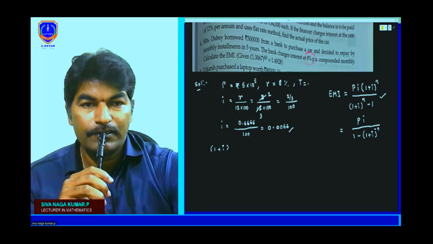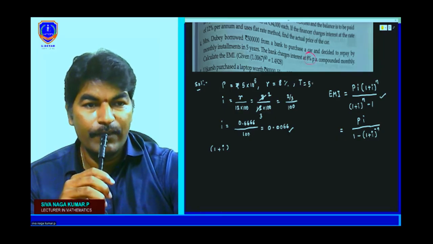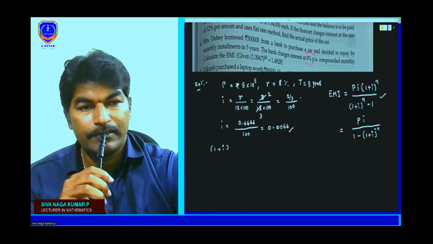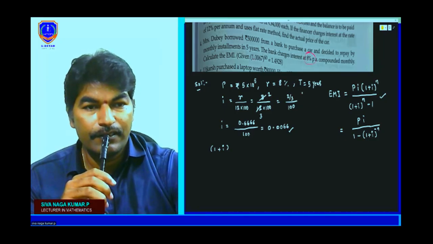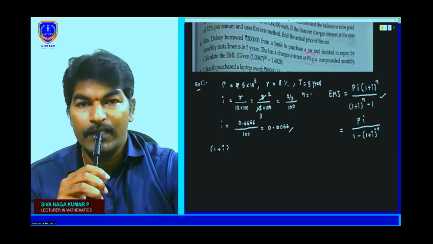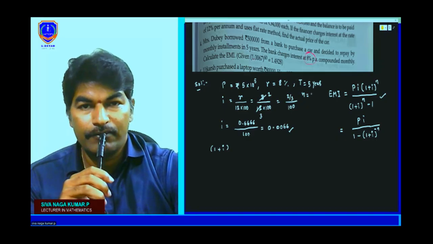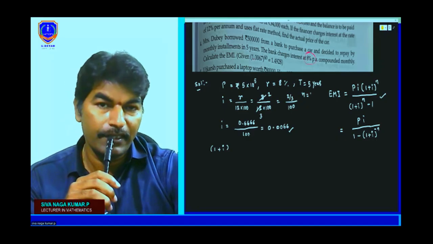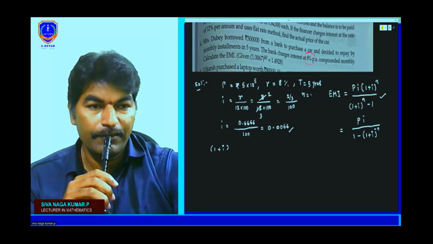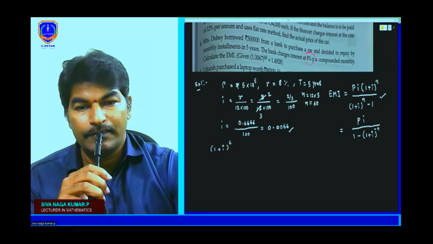Time period is how much? He has agreed to pay in 5 years. 5 years means the n value will be calculated by multiplying by 12, because in a year there are 12 months and he has to make 12 payments, right? So 12 into 5. 12 fives are how much? 60. So we need this value 60.